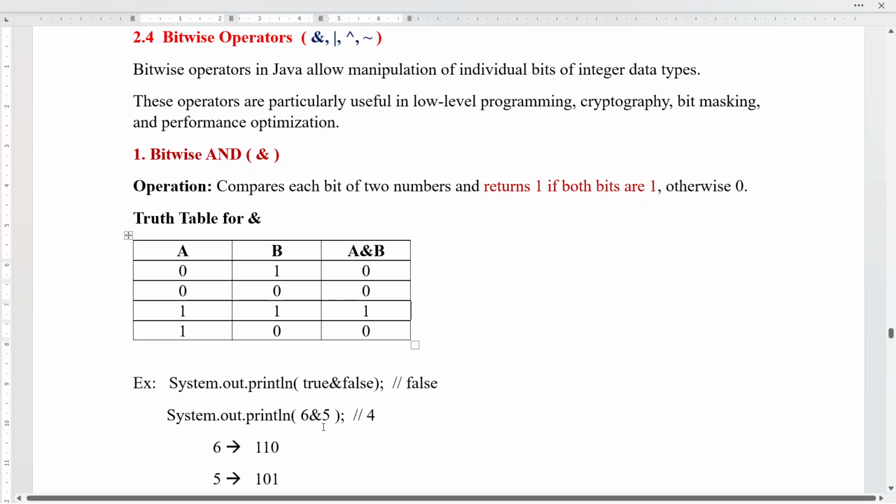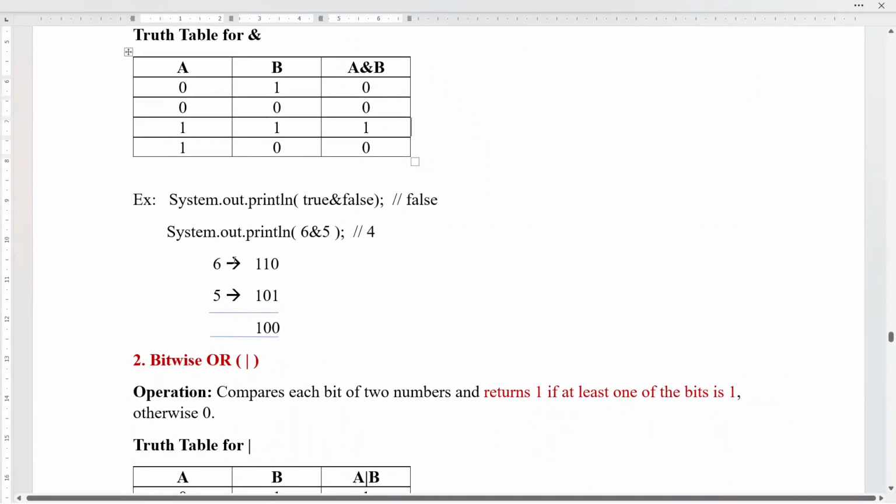And 6 and 5. Let's see what is the output of 6 and 5. The binary representation of 6 is 110 and the binary representation of 5 is 101. Let's do the AND operation between individual bits of these corresponding numbers. We should go from right to left. 0 and 1 is 0. 1 and 0 is also 0. 1 and 1 is 1. Result is 100. The decimal representation of 100 is 4. So the output is 4.